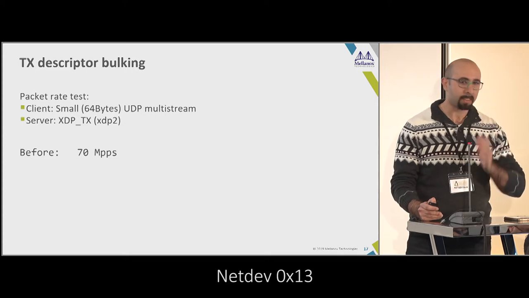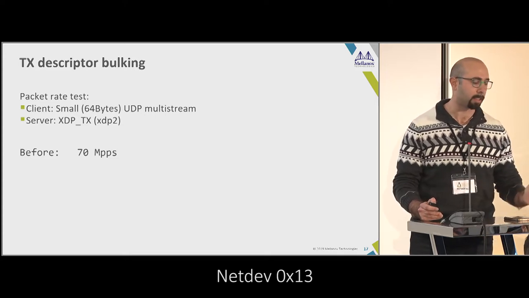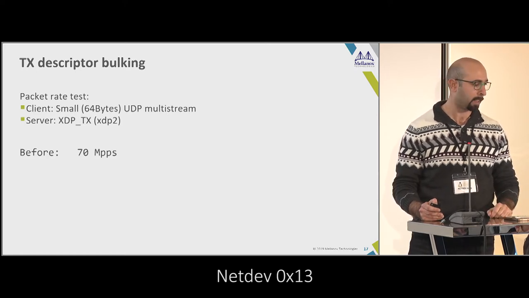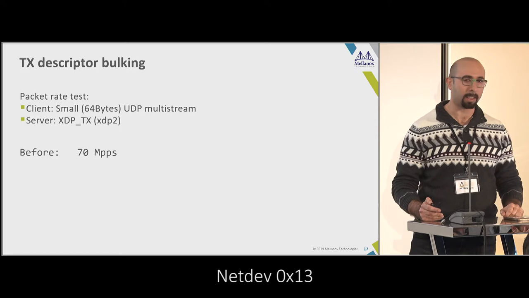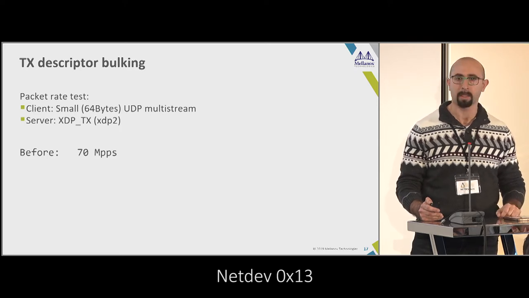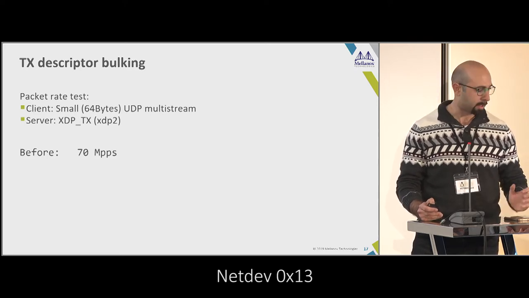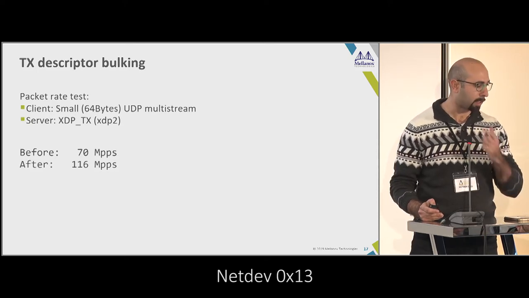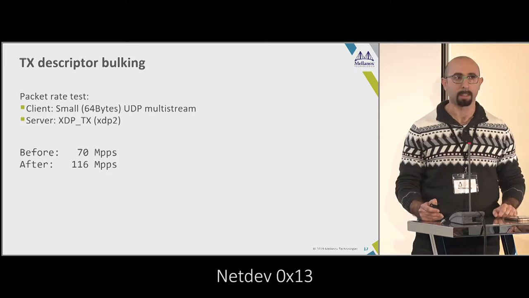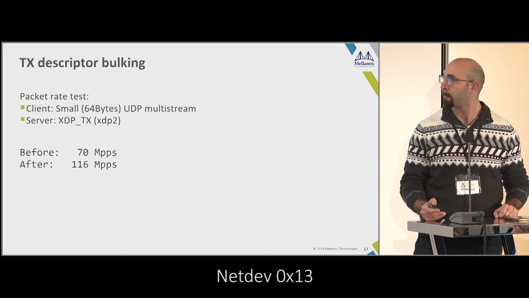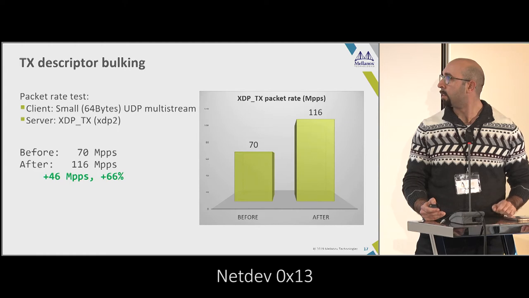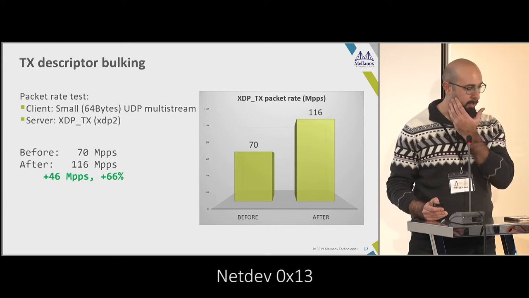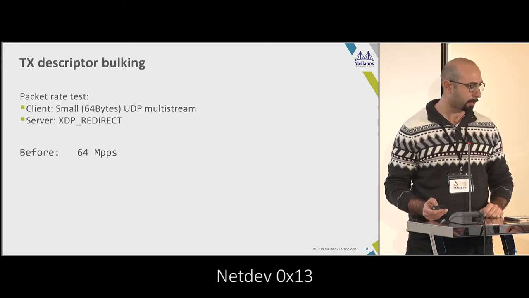Packet rate test, same transmitter on server, we run XDP TX, the XDP2 sample. Before that, we had 20 million packets per second. After that, we got 70 million packets per second for XDP TX. This is 66% more packets per second.